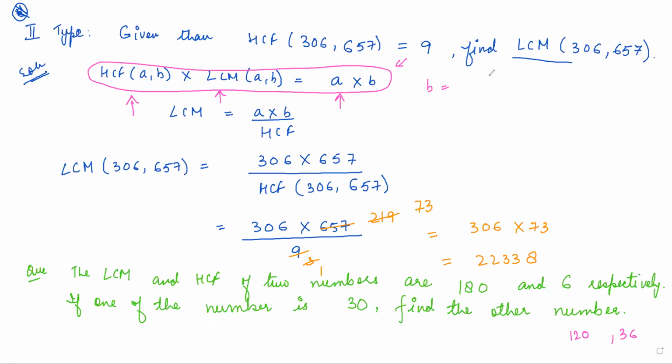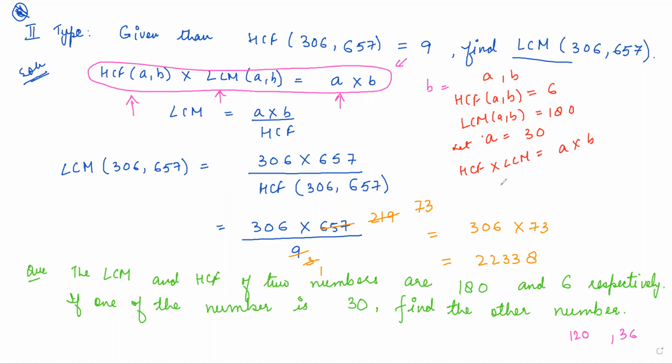Now, for example, let the two numbers be A and B. HCF of these two numbers is already given. So LCM is 180 and HCF is 6. LCM of A and B is already given, that is 180. Let's say A is equal to 30 because one of the numbers is 30. So according to the formula, HCF multiplied by LCM is equal to A into B. So B will be equal to HCF multiplied by LCM divided by A. Just put everything here and find B. HCF is 6, LCM is 180, and the number is 30.